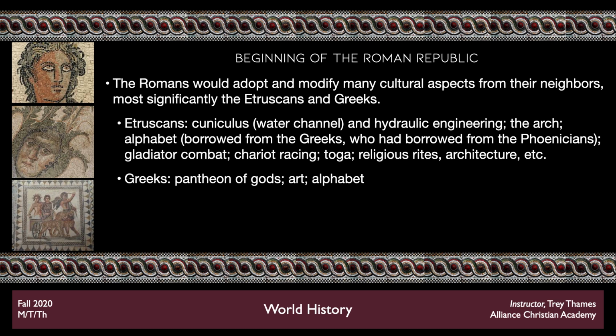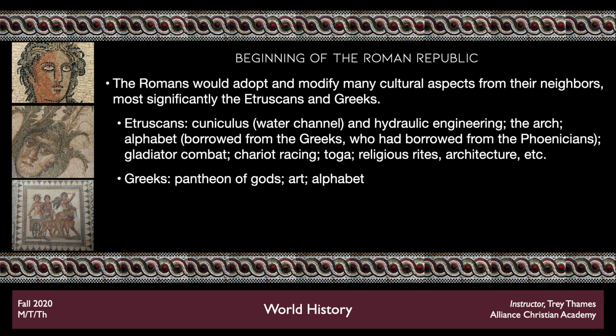Eventually, the Roman Forum will be built right where some of this marshland is. So that's a really important technology that the Etruscans will give them. They're going to give us the arch. The Romans are going to get the arch from them. The alphabet is going to come from the Etruscans, but they had borrowed that from the Greeks. And by the way, the Greeks had borrowed that from the Phoenicians. The Etruscans are also going to give the Romans gladiatorial combat, chariot racing, the toga, religious rites, architecture. Just a whole lot of stuff is going to come from the Etruscans.